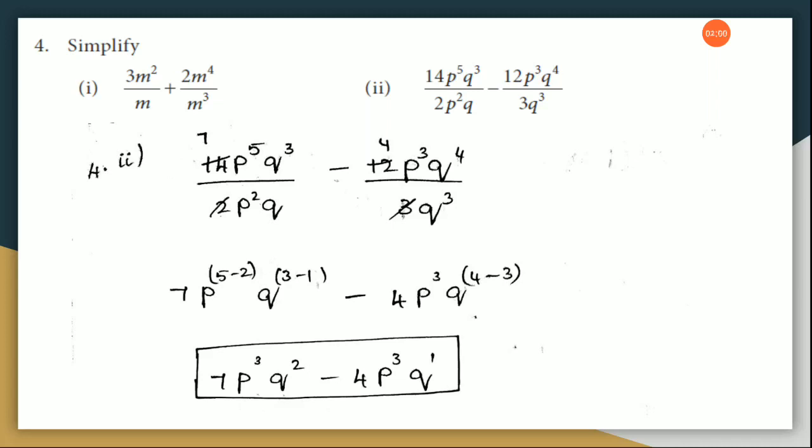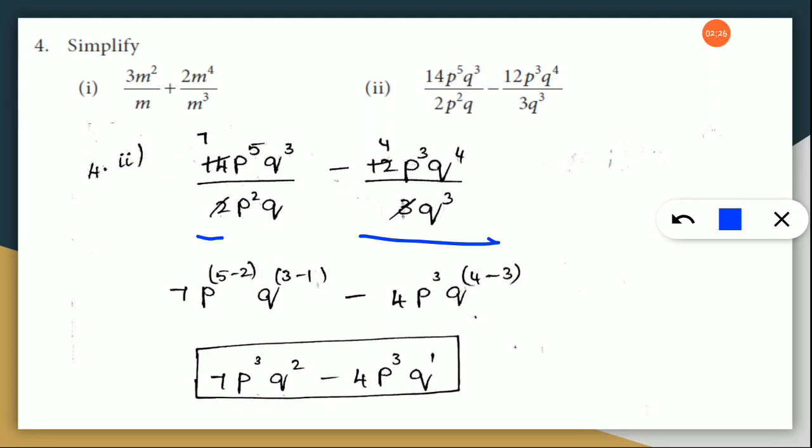First, 14p power 5 q power 3. First I am writing the question alone, divided by 2p square q. Okay, now this 2 and 14 can be cancelled. So I am cancelling and writing it as 7. Same way, let us check for the other side also. First, let us cancel the numbers. Then 3 and 12 are there. So it will go 4 times.